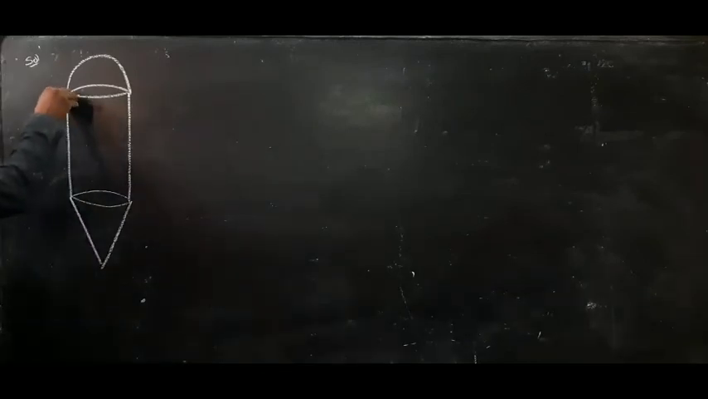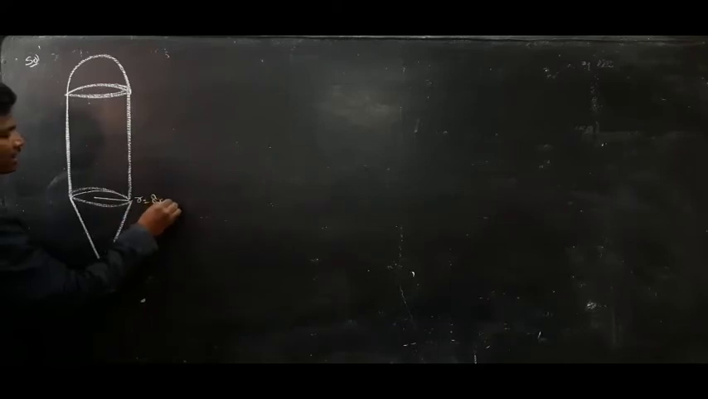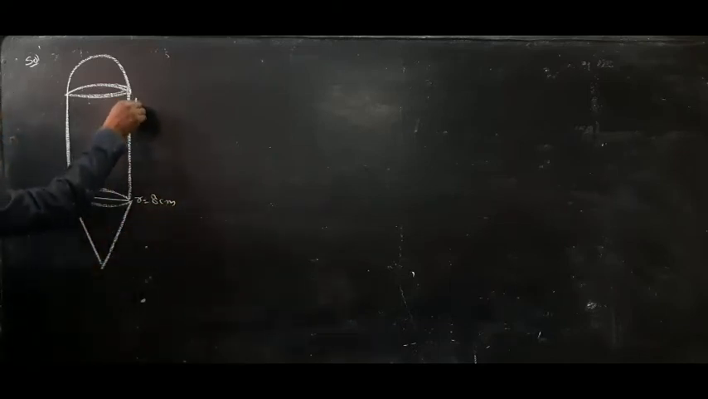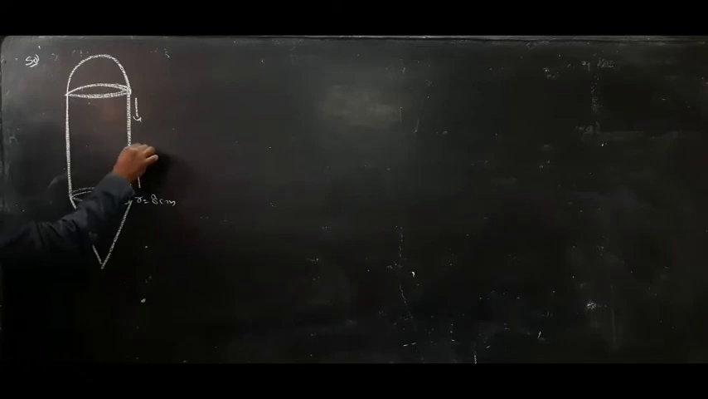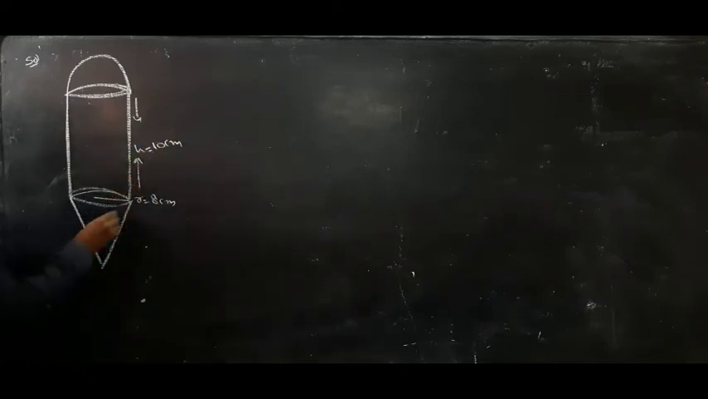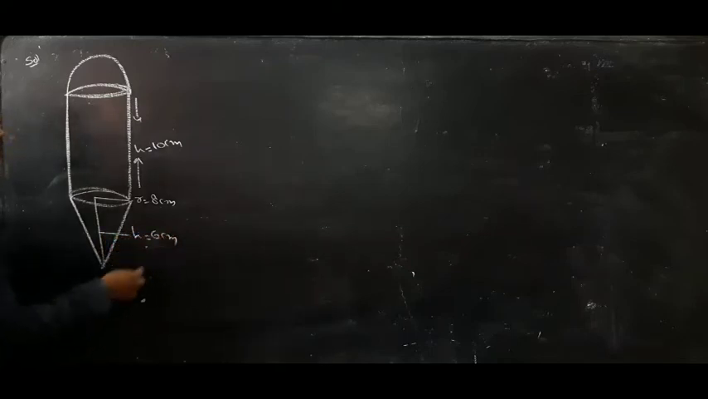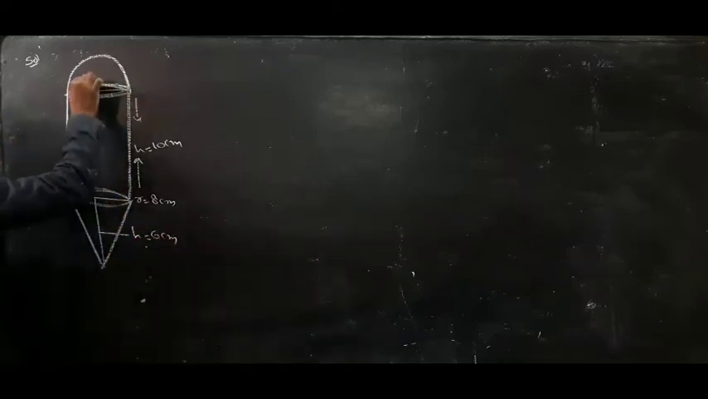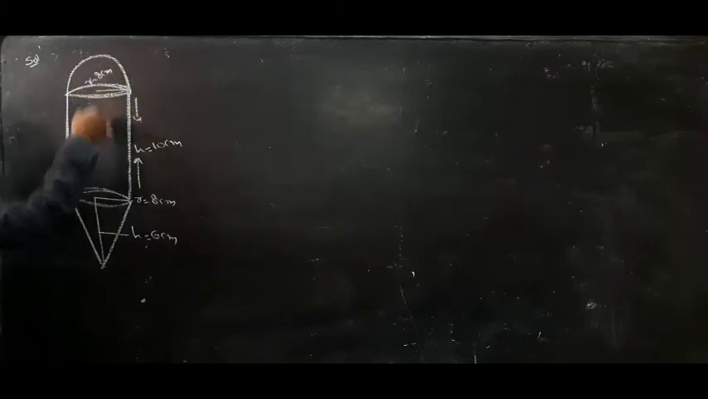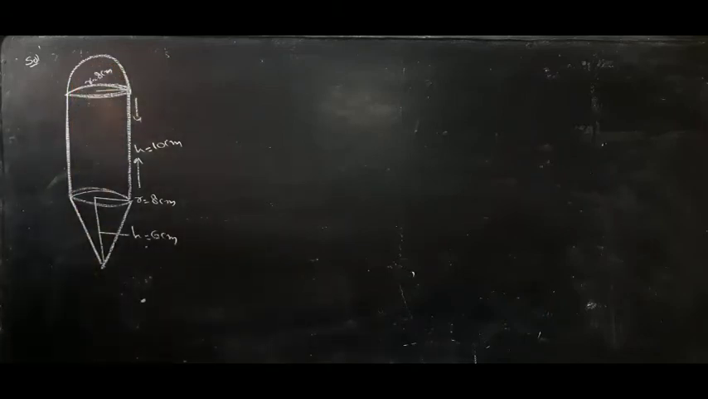Here a solid is in the shape of a cylinder. At one end a cone is there and at the other end a hemisphere. So what is the common base radius? R is equal to 8 centimeters. The height of the cylindrical portion H is equal to 10 centimeters, and the height of the conical portion H is equal to 6 centimeters. The radius of the hemisphere R is equal to 8 centimeters. Now you have to find the surface area of the solid.